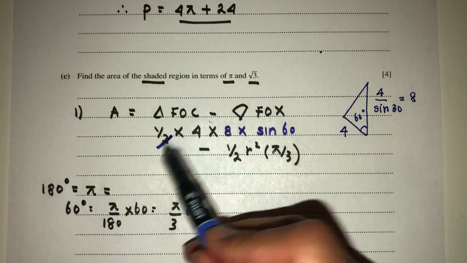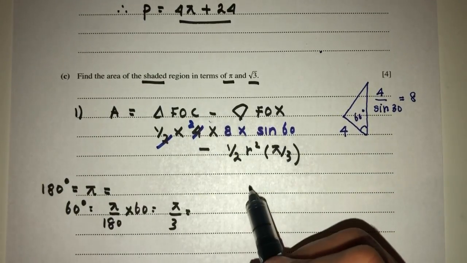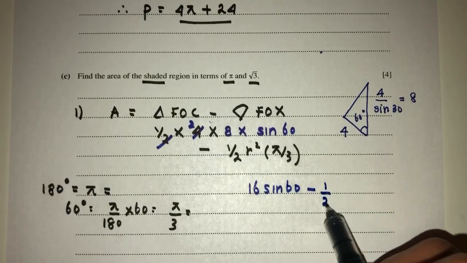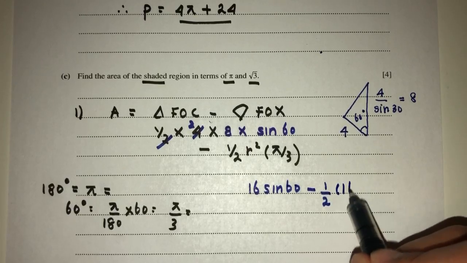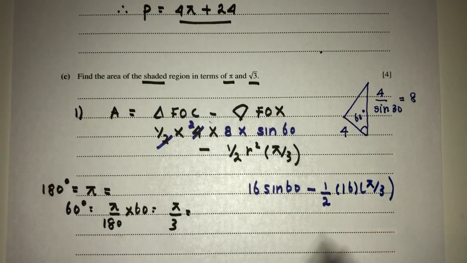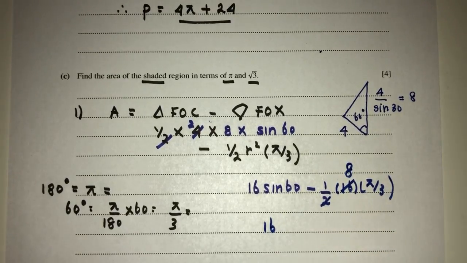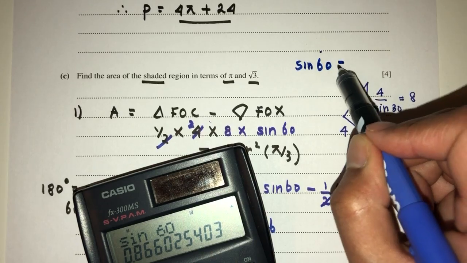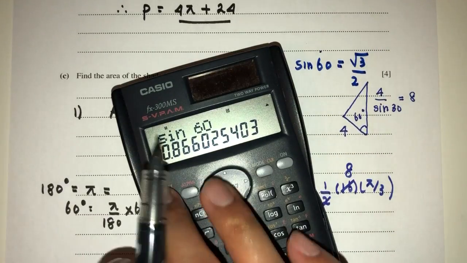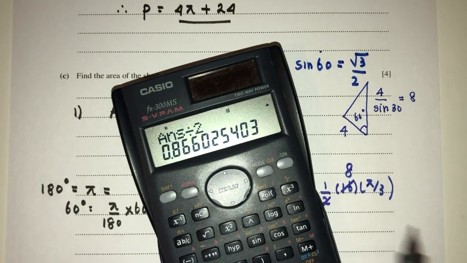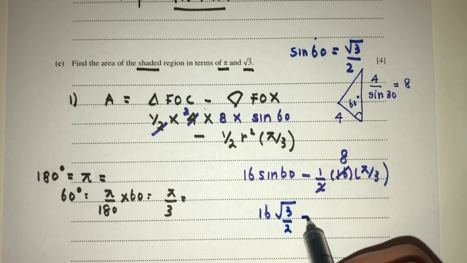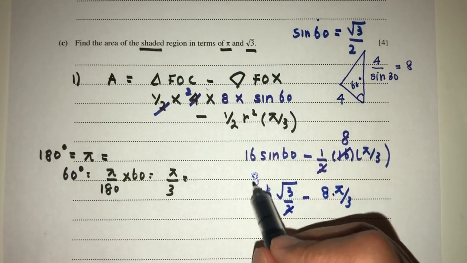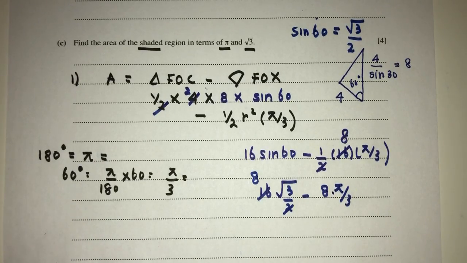Okay, so now simplify. Cancel the 2. 2 times this will become 16 sine 60, minus half times r squared. r squared is 4 squared, which is 16, times pi over 3. Simplify, that will be 8. So you have 16. What is sine 60? That is an exact value that we need to know. Sine 60 is equal to root 3 over 2. So that gives 16 times root 3 over 2 minus 8 pi over 3. Multiply, obviously. That is 8 root 3 as my answer. Now again, we have to simplify. Let me find some space here.